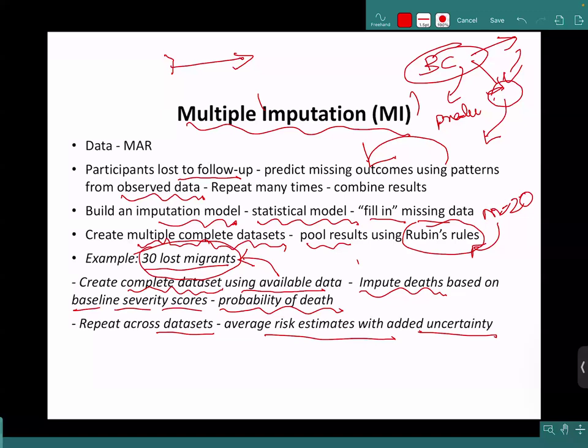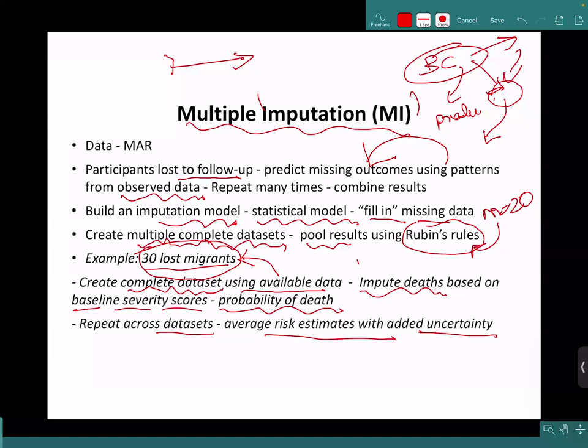Ma'am, one doubt, ma'am. Yes. Single imputation means we will take the average of those who are single having the imputation? No, single imputation means only one imputation cycle, only one statistical model. Whatever one value you get, you say that is true for all migrants. In multiple imputation, you do the cycles again and again, minimum 20 cycles, and you take the average of the values you get in these 20 cycles.